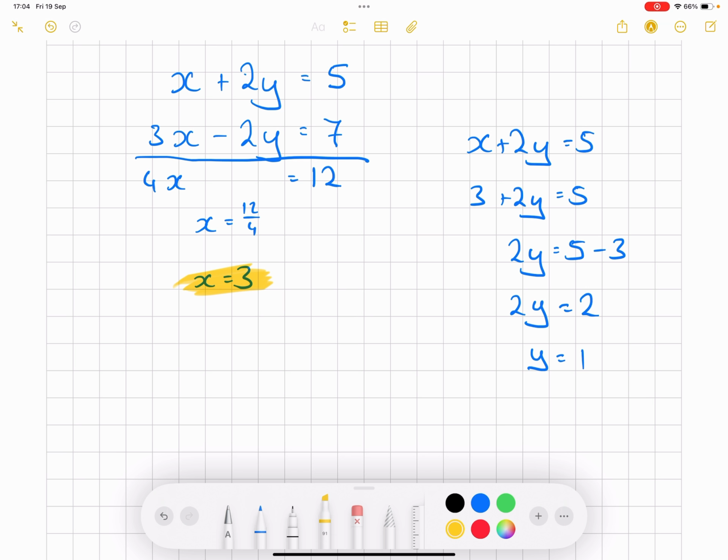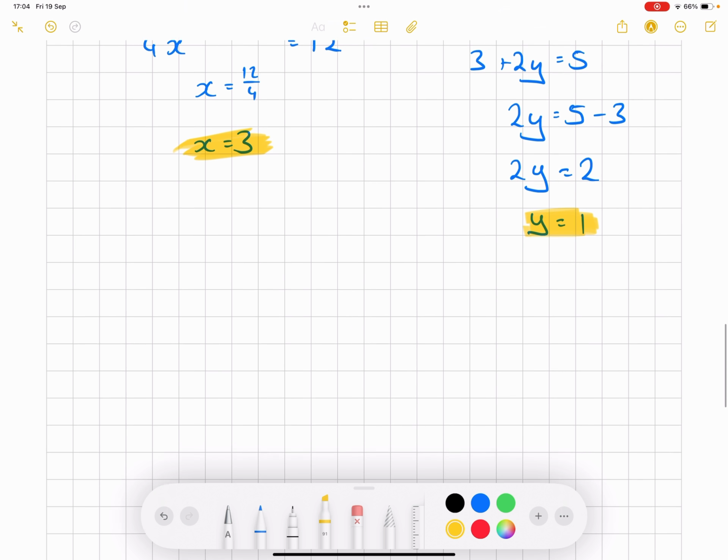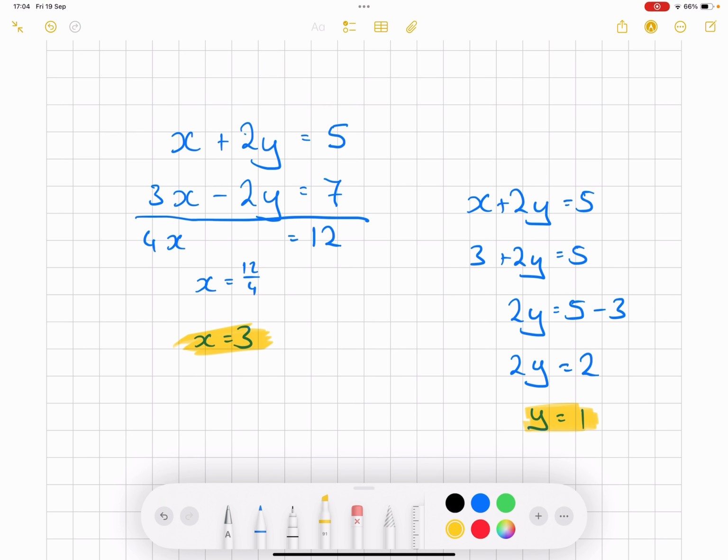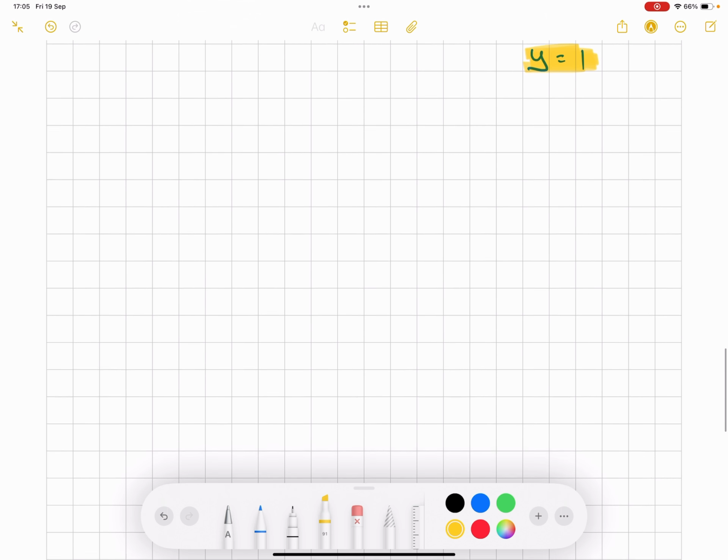Okay, that's where you are with that one. So you have x equals 3, y equals 1. So far, so good. So that was again using that first rule where we can add together lines at any stage. Okay, let's go on.